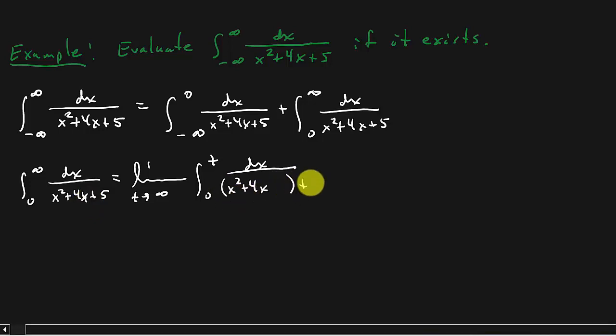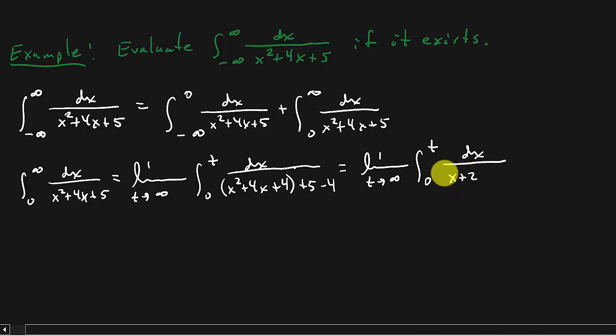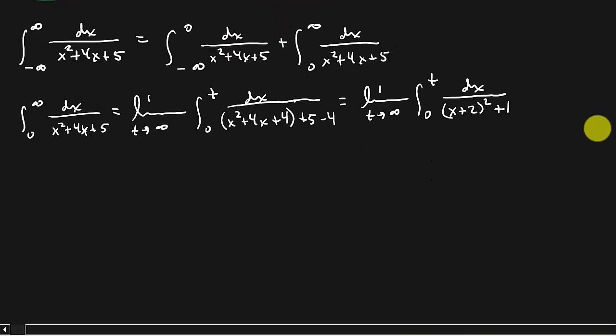Let's try this. Let's just see what happens if we do this. Let's group those together, and let's complete the square on this bottom one. So if I take the 4 and half it, that gives me 2. 2 squared is 4, so I add 4. And so that means I have to come out here and subtract 4. So this is the limit as t goes to infinity of the integral from 0 to t of dx over (x plus 2) squared plus 1.